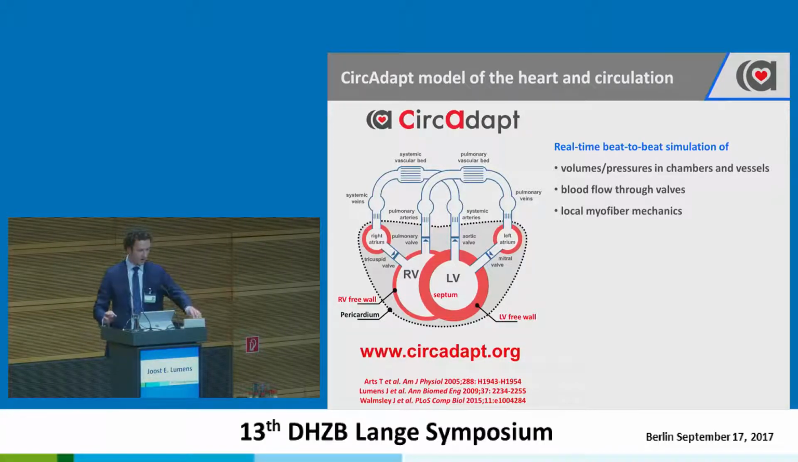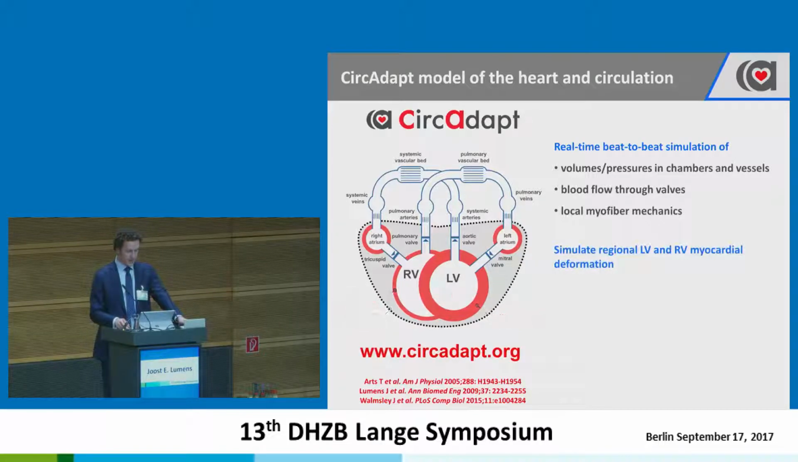I can use this pointer, I think. Yeah, there are valves in here. There are input impedances of the large vessels, and there are obviously resistances that represent the microcirculation. Also, we have the pericardium in there, which is pretty important if we look at the RV. Because pericardial pressure does affect the RV and also modulates interventricular interaction.